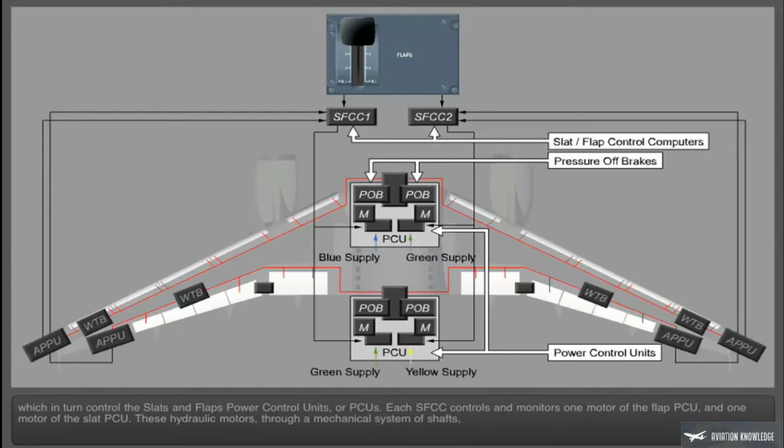Each SFCC controls and monitors one motor of the flap PCU and one motor of the slat PCU. These hydraulic motors, through a mechanical system of shafts, gearboxes, and actuators, move the slats and flaps to the desired position. When the slats and flaps have reached their selected position, pressure-off brakes, or POBs, lock the hydraulic motors to prevent unwanted movement.